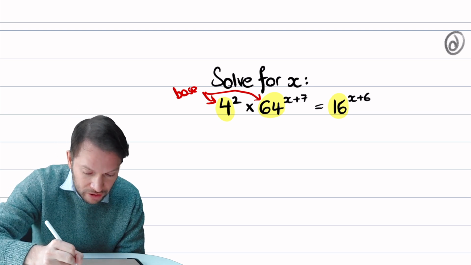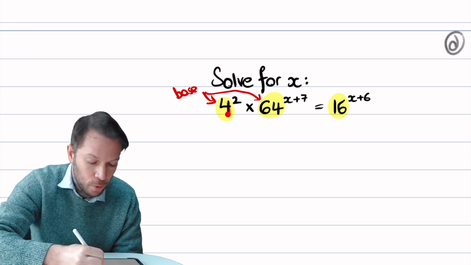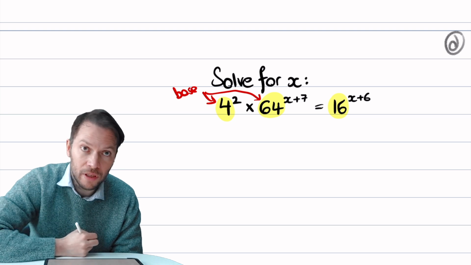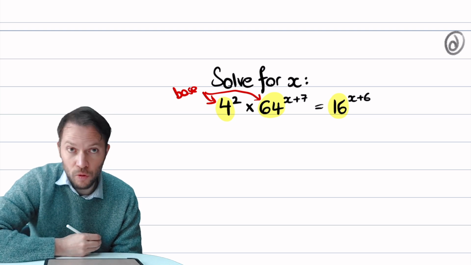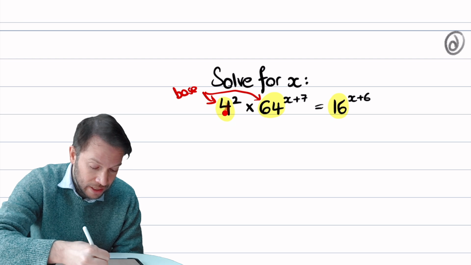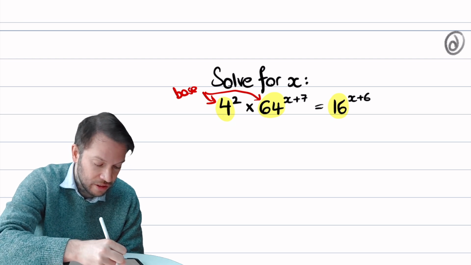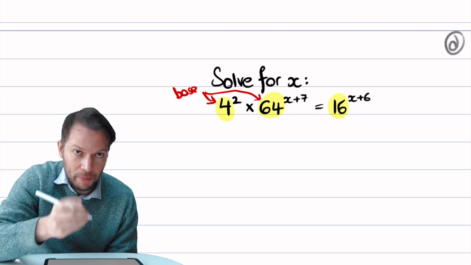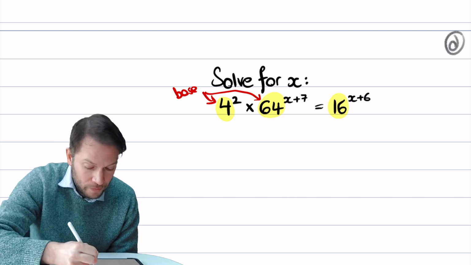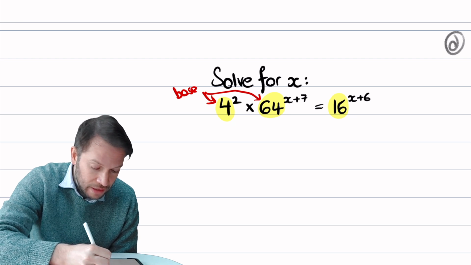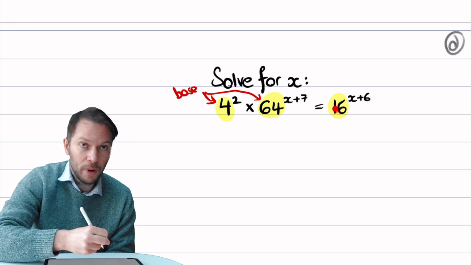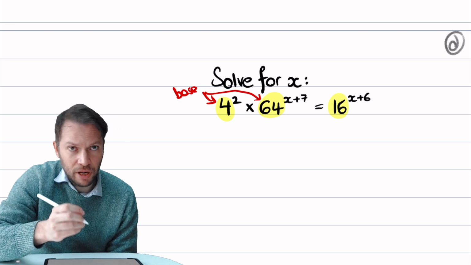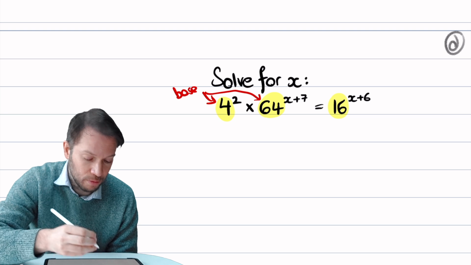Now, what do you notice about all of these bases, the 4, the 64, and the 16? Are they all powers of the same number? Well, yes, they are. We could say they're all powers of 2, because this is 2 squared, this is 2 to the power of 6, and this is 2 to the power of 4. But to make it slightly simpler, we could pick the biggest number possible that they're all powers of. They're all powers of 4. This is 4 to the power of 1, this is 4 cubed, and this is 4 squared. We could write them as powers of 4 or powers of 2, but it's easier to write them as powers of 4 because we'll end up with smaller numbers.